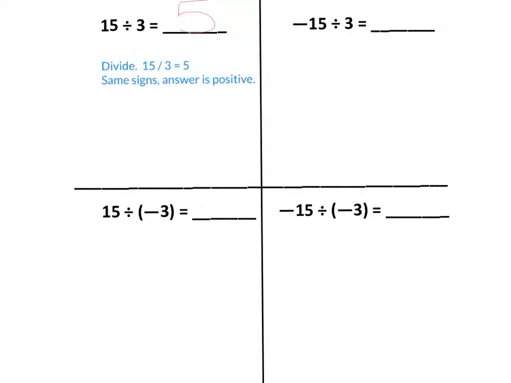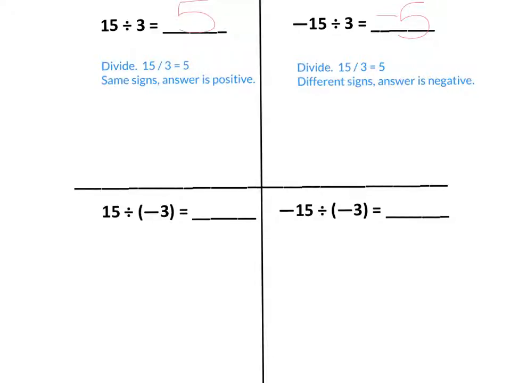Looking at the second one, negative 15 divided by 3. We know our first step is to divide. 15 divided by 3 we know is going to be 5. So now we look and we say, well, we have different signs. The 15 is negative, the 3 is positive. So since we have different signs, we know that the answer is negative. So negative 15 divided by 3 would be negative 5.